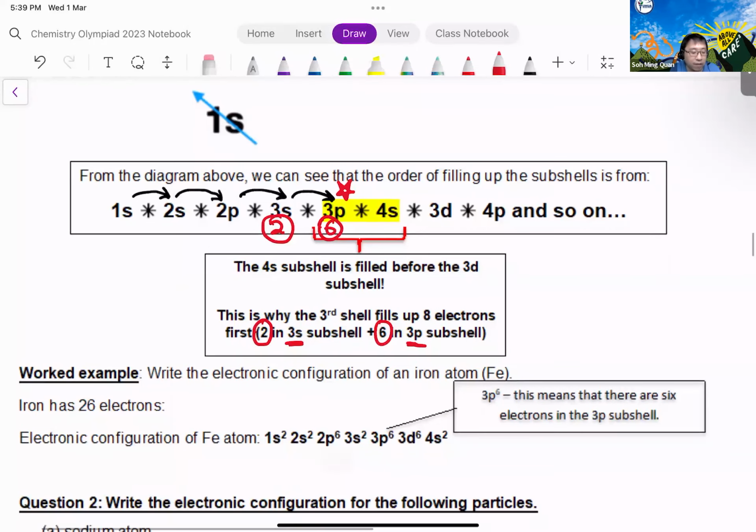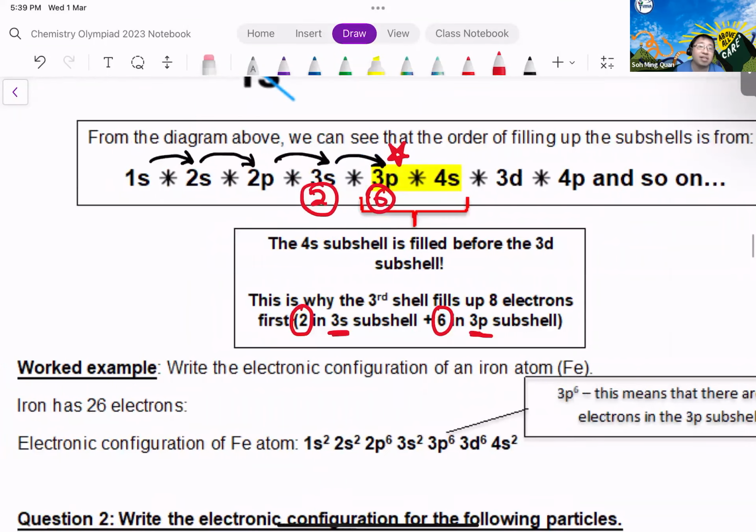If you are given an iron atom, iron has 26 electrons. How on earth would you write this? Well, you will write it in SPDF notation in this way. I have 26 electrons to fill. How do I begin? I begin with 1s. It must start from 1s.